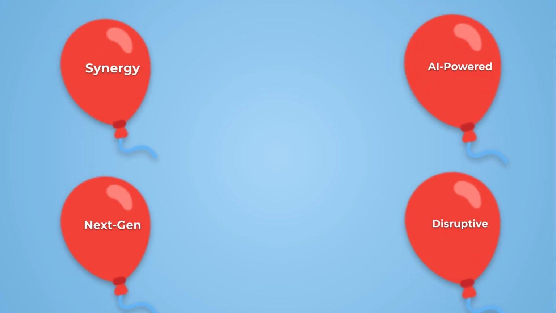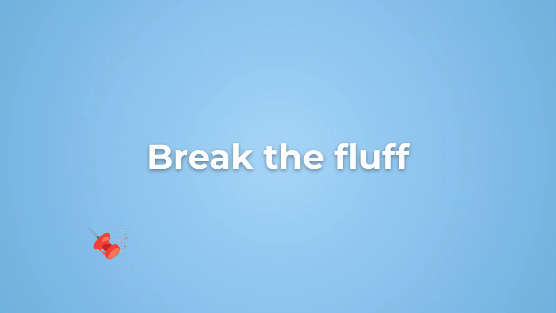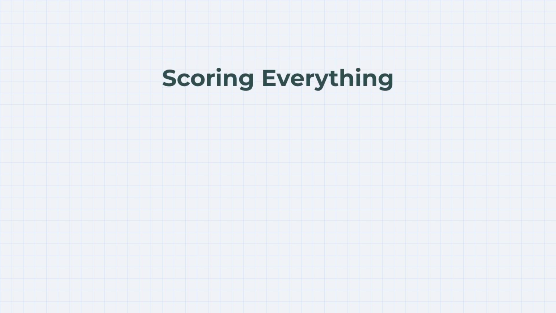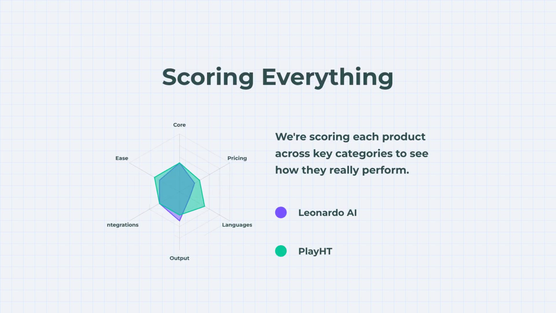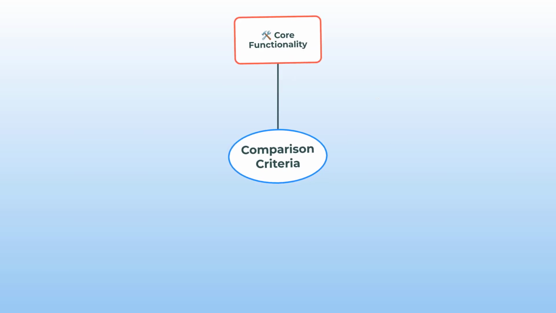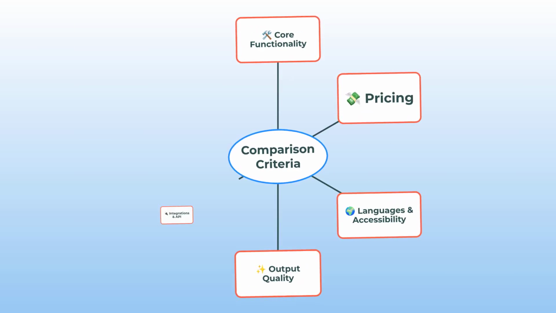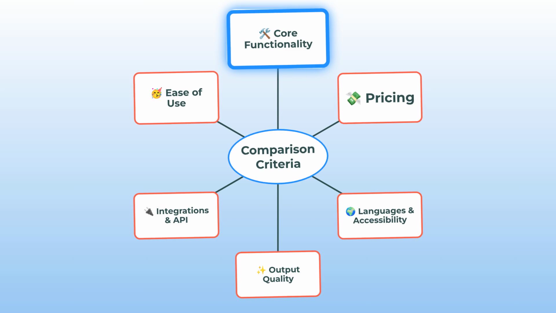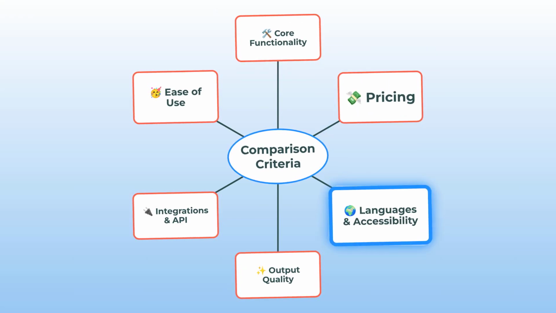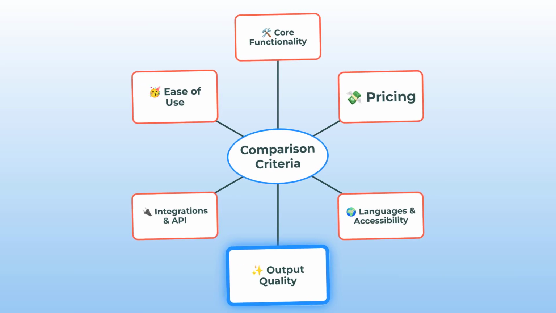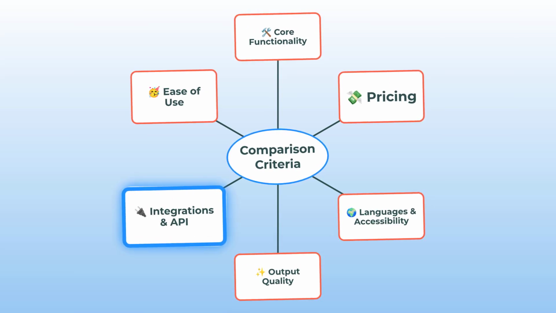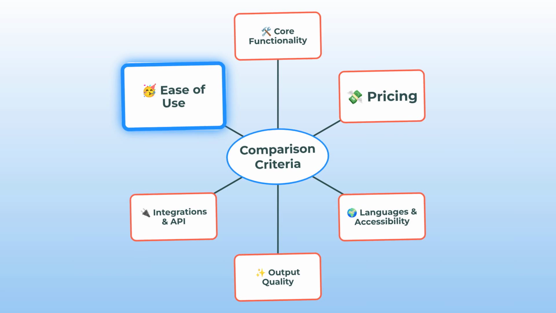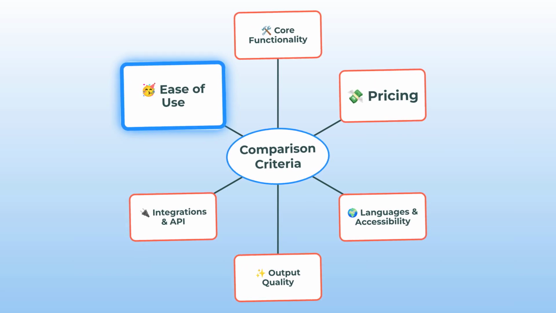Let's skip the buzzwords and dive into the real capabilities. We'll award points across each major category, so you'll know exactly who comes out on top. The result might surprise you, especially in 2025. All right, quick overview. Here's the mind map of how we're comparing these two. We've got core functionality, pricing, languages and accessibility, output quality, integrations and API, and, of course, ease of use. Ready? Let's roll through each category.